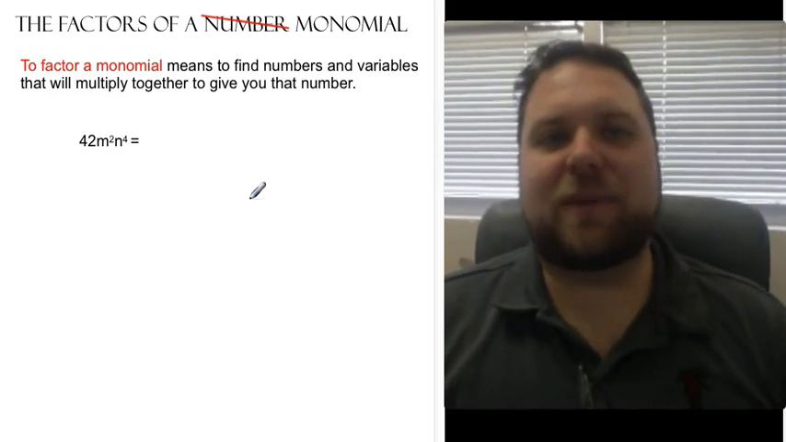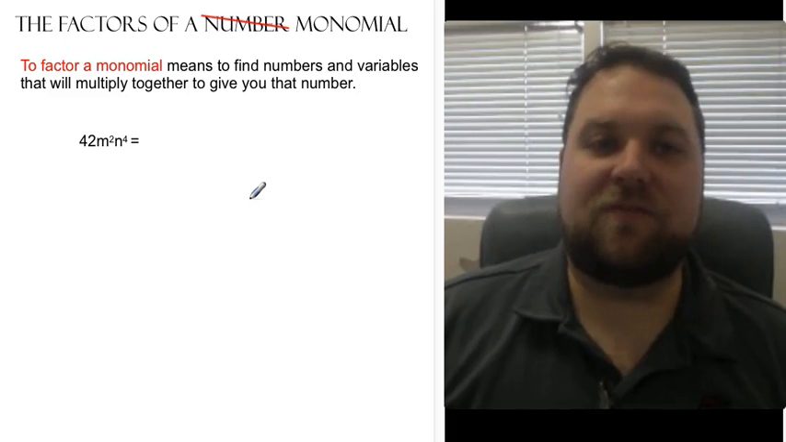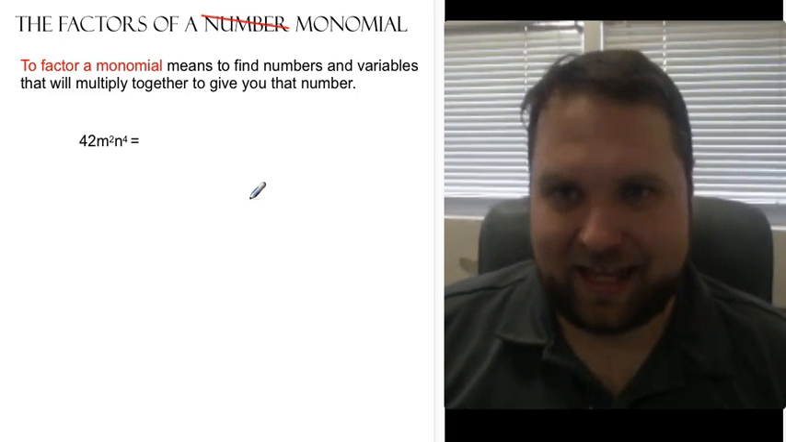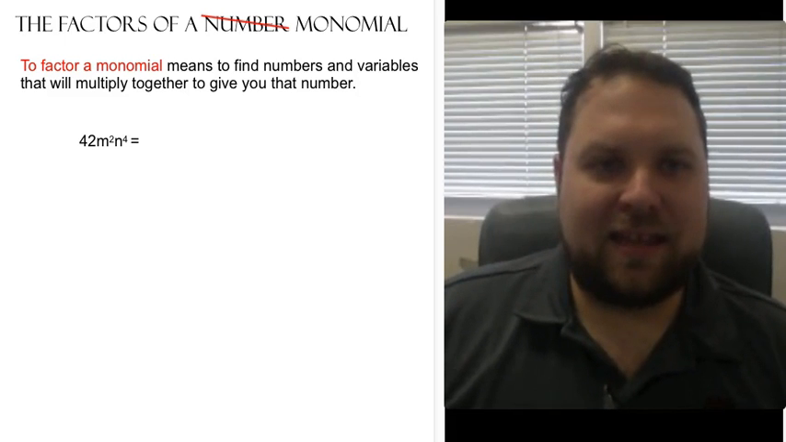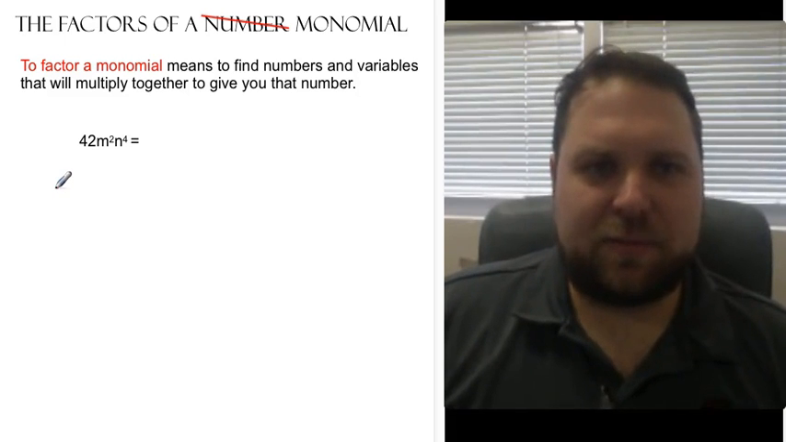If we're going to factor a monomial, we're looking for the numbers and variables now. That's the added thing to this. They'll multiply together to give you that number. And in this case, let's do the part that we know how to do. 42, we would start by trying to divide that by 2. That's going to give us 21.